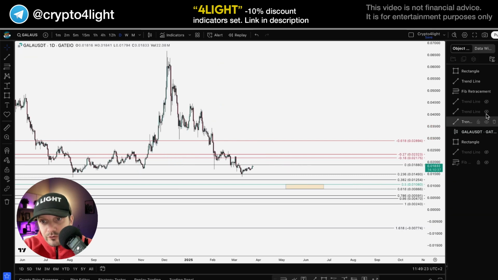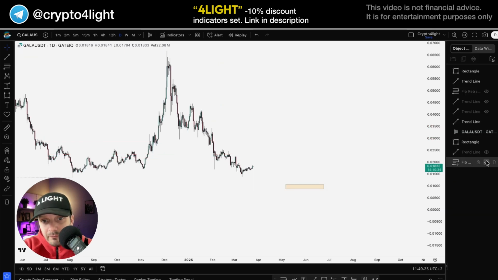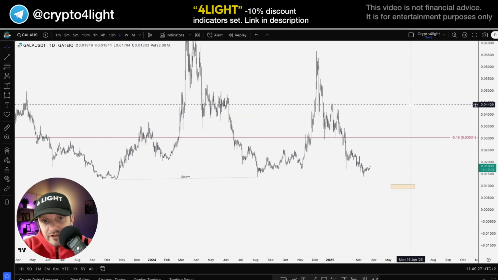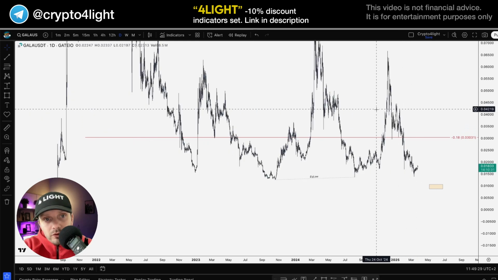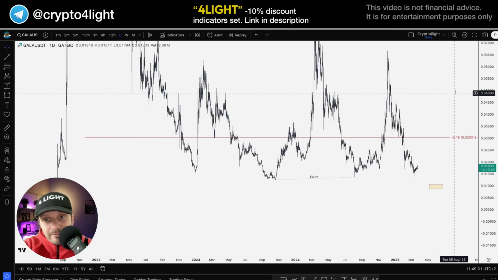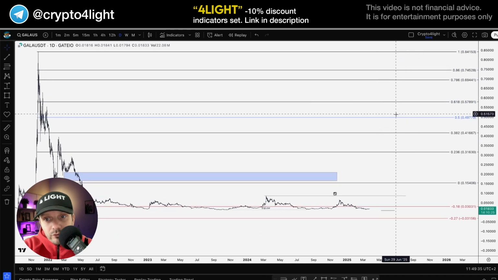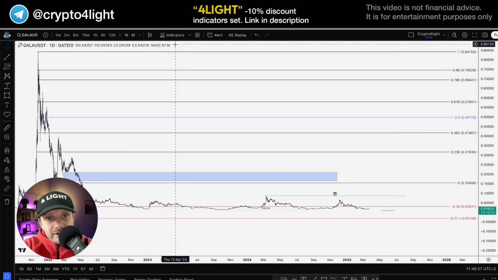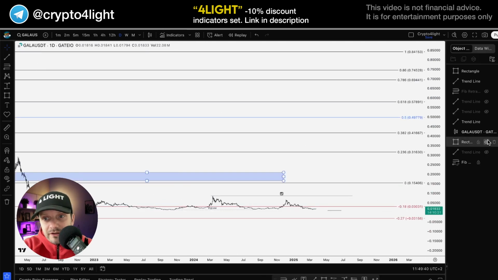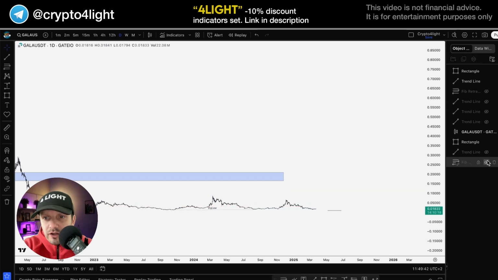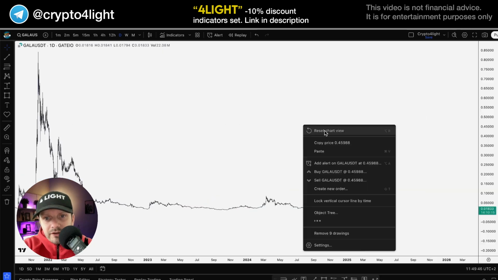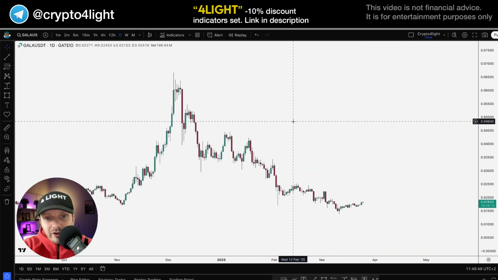If we use another FIB, you remember this global one, we are inside the 27 block. This is a global 27 block, which we use for the long run, for accumulation, for investment. My take is 49 cents. You remember this one. Let's hide this FIB and check what's going on now locally with the daily time frame for Gala.